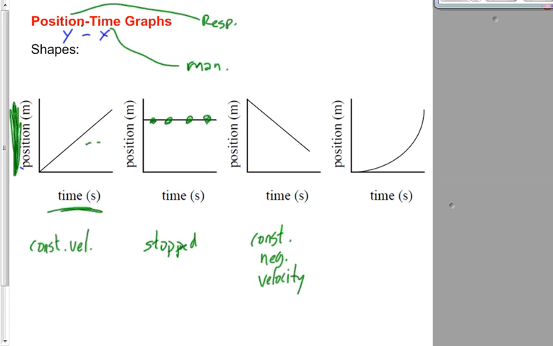Oh boy. Don't like these ones when you start seeing curved ones. Anybody want to take a stab at this one?